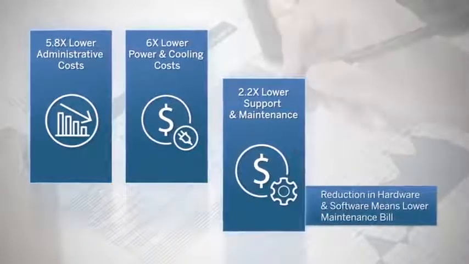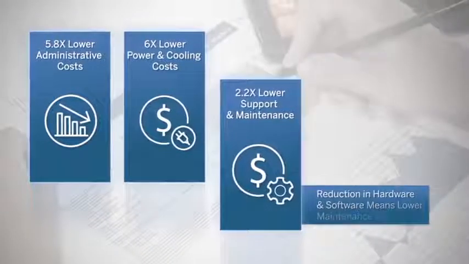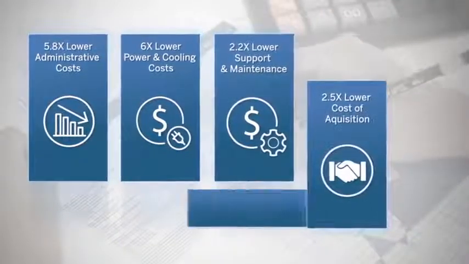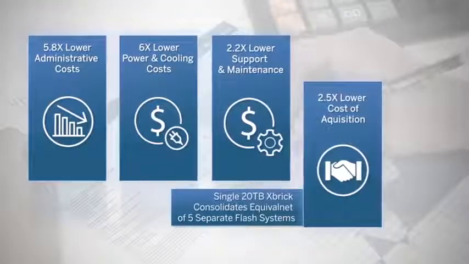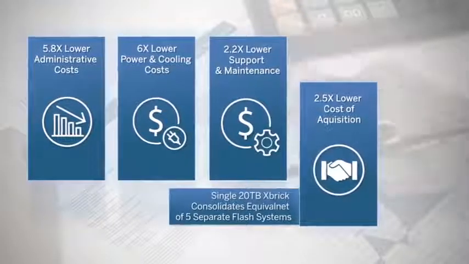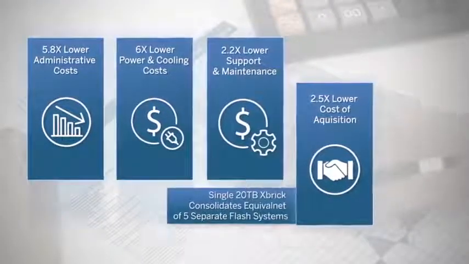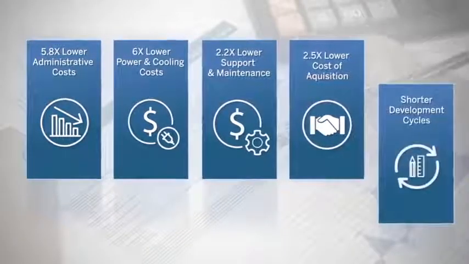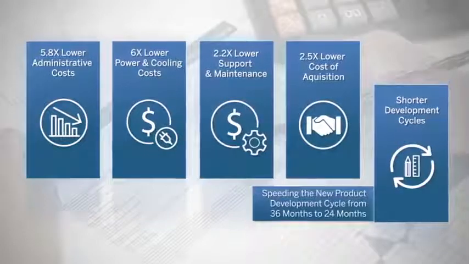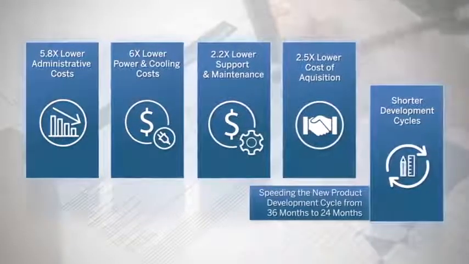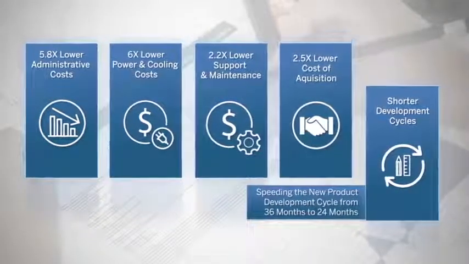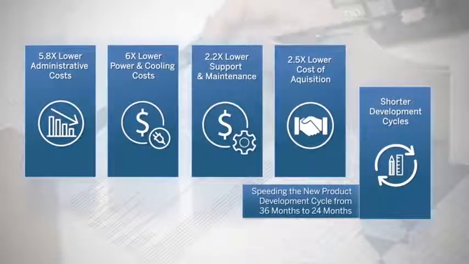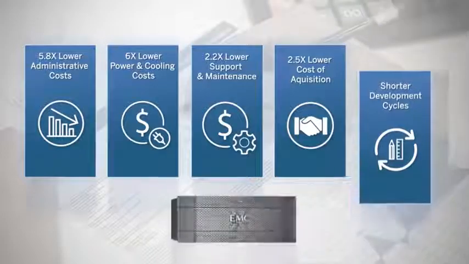2.2 times lower support and maintenance from the reduction in hardware and software, and thus fewer lines on a maintenance bill, 2.5 times lower cost of acquisition with a single 20 terabyte XBrick able to consolidate the equivalent of 5 separate flash and disk-based storage systems, shorter development cycles, as XtremIO enables production, development, test, QA, and go-live testing on the same device with the same high performance, speeding the new product development cycle from 36 months to 24 months.